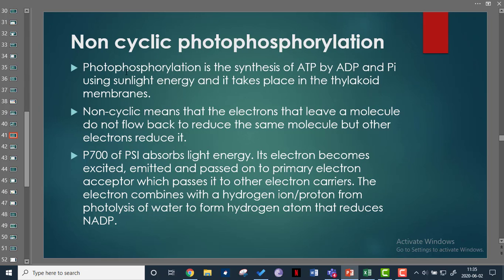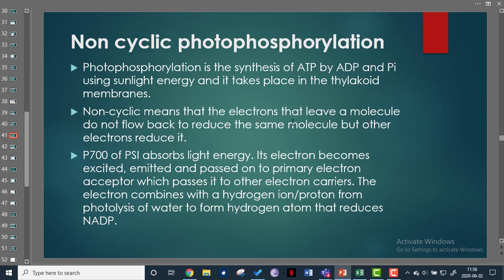first let me remind you that photophosphorylation is the synthesis of ATP with the use of sunlight energy, whereby the ADP and the inorganic phosphate are joined together, and this occurs specifically in the thylakoid membranes. Now, when we talk of photophosphorylation which is non-cyclic, it means that the electrons, once they leave a chlorophyll molecule, as I said in our previous slide, do not flow back to reduce the same molecule, but other electrons reduce it.